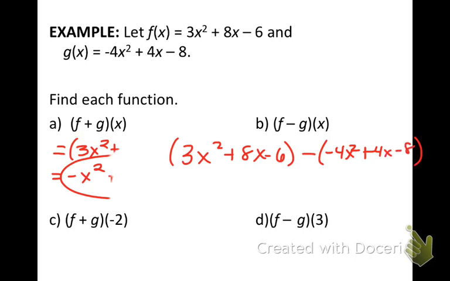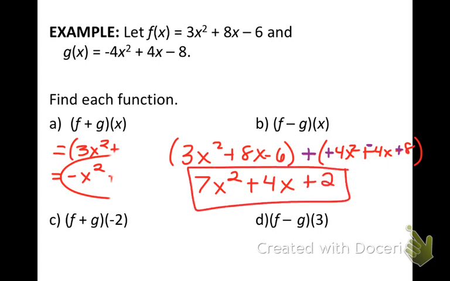Were you guys changing everything, or just subtracting? I'm going to change everything too. So I'm going to change my subtraction into a plus. That's going to become a positive. That's going to become a negative. That's going to become a positive. So now just add. So 3x squared plus 4x squared makes 7x squared. 8x plus negative 4x is 4x. Negative 6 plus 8 is positive 2. Okay? So, nothing that crazy.